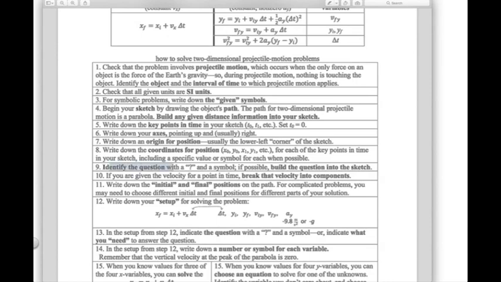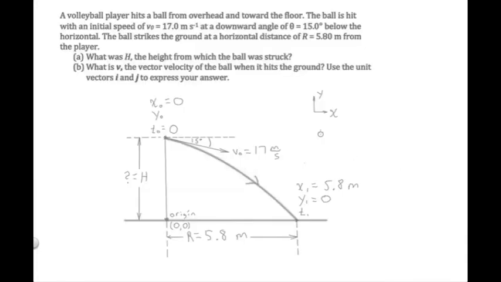So we identified the question with a question mark and a specific symbol and built it into the sketch. Now we're given the velocity in this problem, so we need to break that velocity into components. Now let's be careful about that. If you read carefully, the problem doesn't mention velocity. The problem gives us the initial speed and the initial angle of movement.